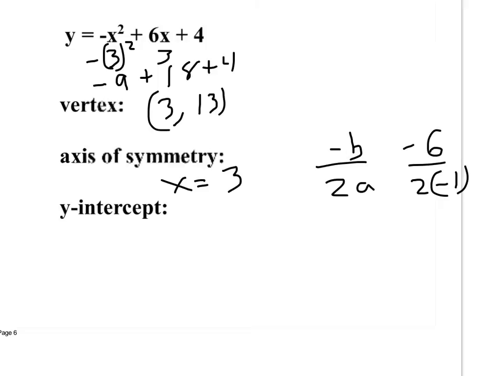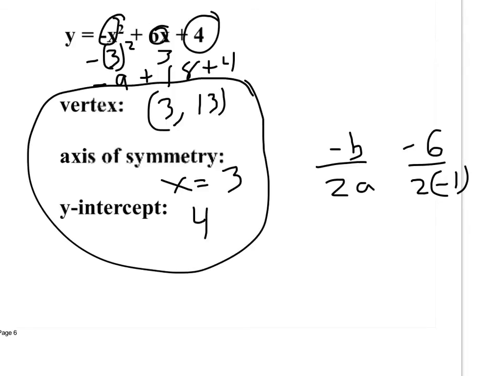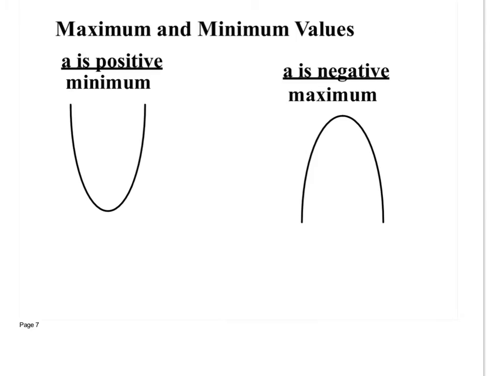So the last thing we find is the y-intercept. We can do that by plugging in 0 for x, which we know C is always our y-intercept. There's your 3 answers that you have to have. Any questions?